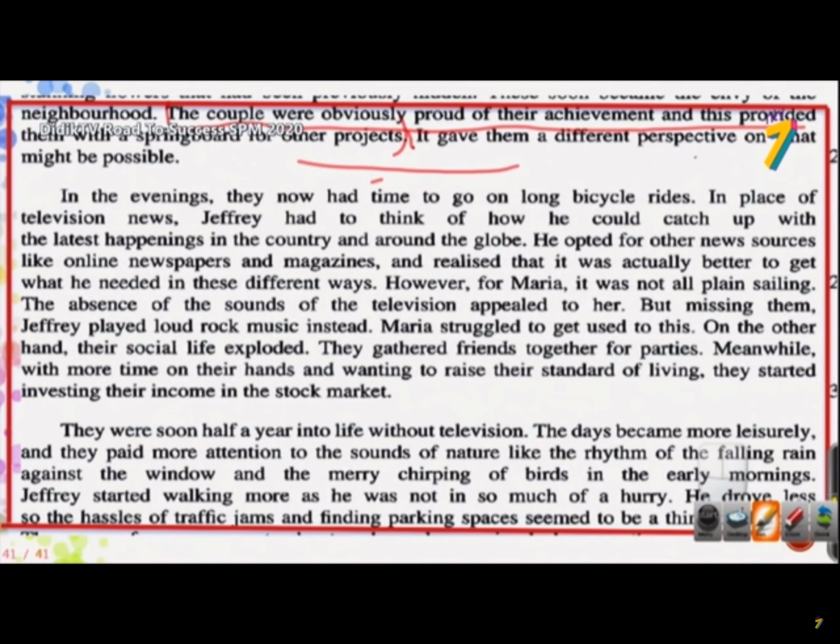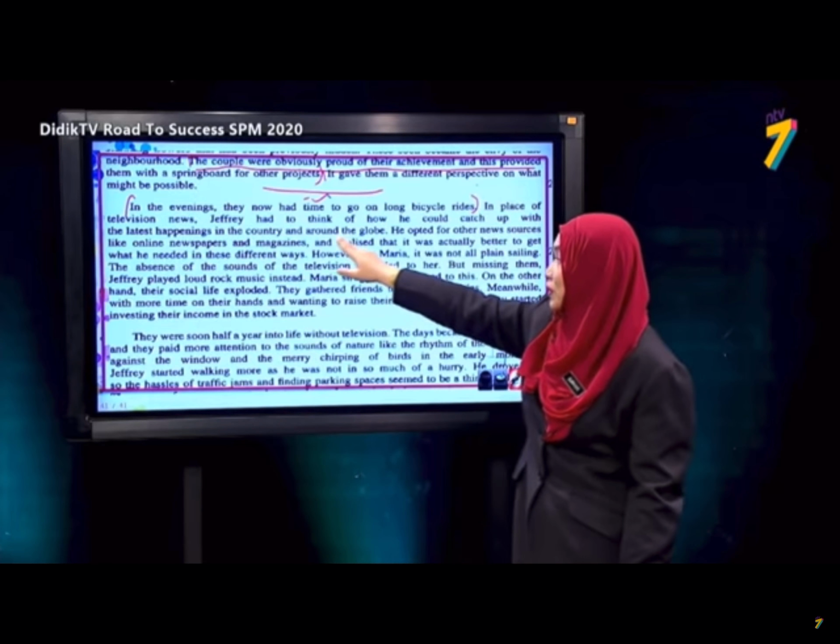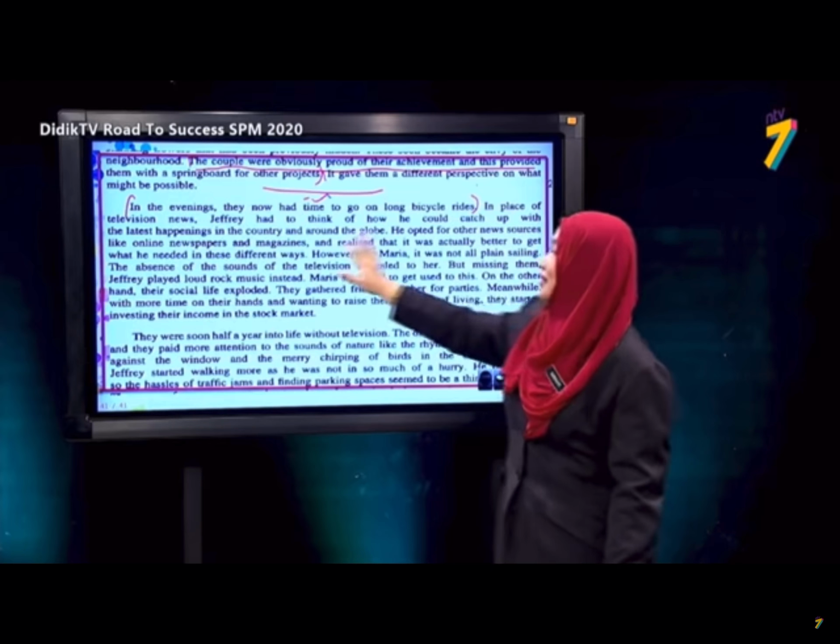Okay, the next paragraph, same thing. Odd ones counted. So you will take... No. Why? Because it is the first. Odd is ganjil. Okay, so you will take this one. Alright, in place of television news, this is odd, so we will not take this one, we will take the next one. And so on.